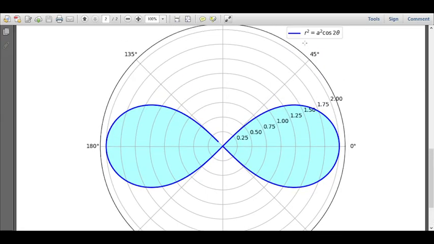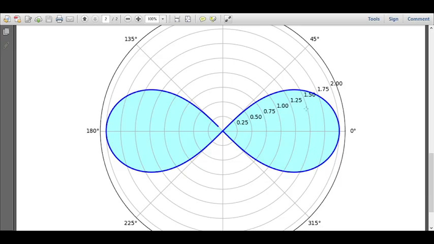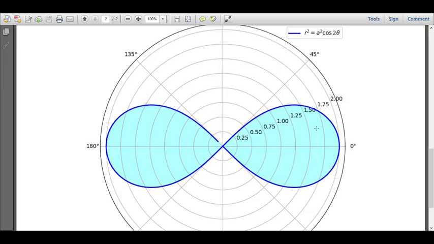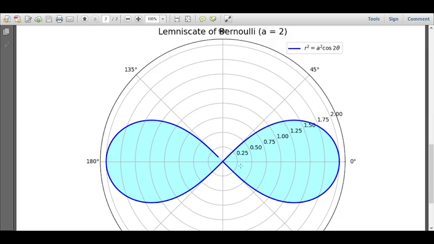Since the curve is symmetric about x axis, that means if you replace theta with minus theta, the curve remains the same. So we will find the area of the right loop, and we will multiply with 2 for the whole area.